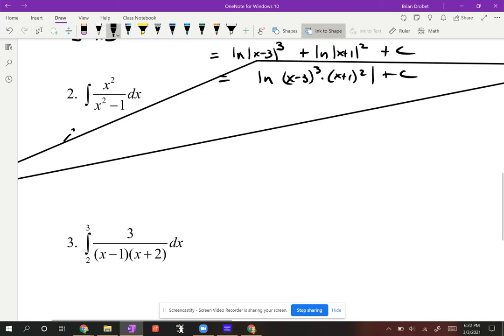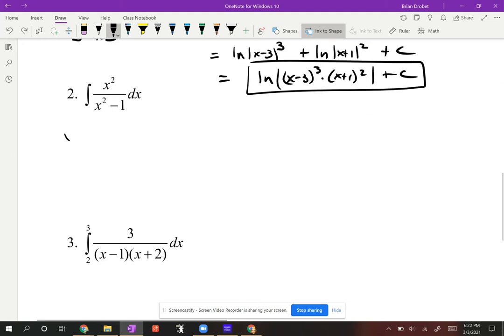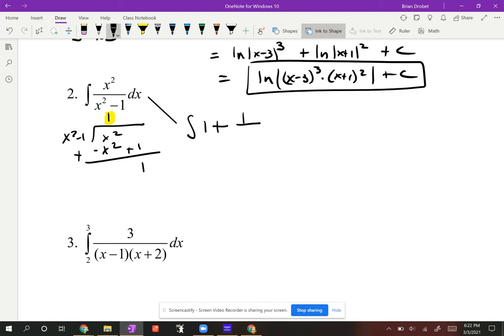I'm going to divide x squared minus 1 into x squared. 1 times x squared gives me x squared. Subtract, 1 times x squared minus 1 gives me x squared minus 1. Subtract by addition of the opposite, and I end up with a remainder of 1. So what does that tell me? It tells me that my integral, that integral right there, is really the same as 1, which is my quotient, plus my remainder of 1, that's this down here, back over the original divisor.